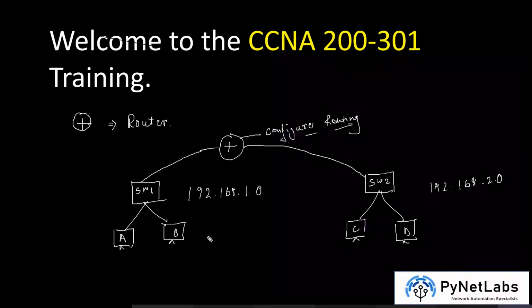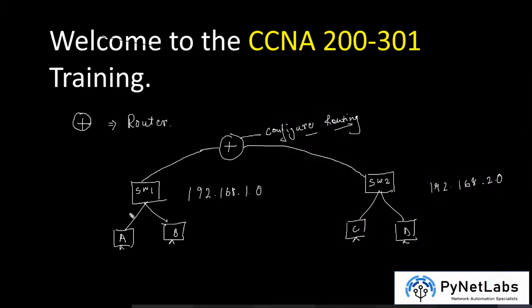Whenever A will try to communicate with C, the information will first be sent to the router, which is also known as the gateway. After that, this gateway will forward the packet to switch 2, from where C will be able to receive the same.